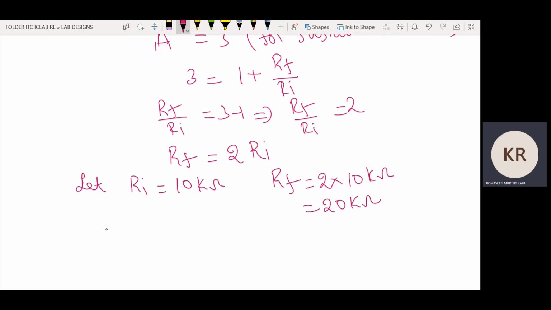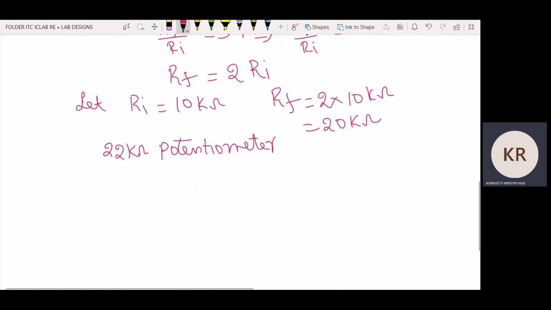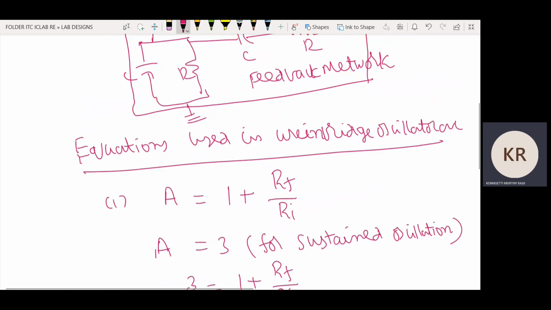Generally, we use a 22 kilo ohms potentiometer. By using the 22 kilo ohms potentiometer, set 20 kilo ohms as the RF resistance. This is the first expression. The second expression is the frequency of oscillations, f naught is equal to 1 by 2 pi RC.